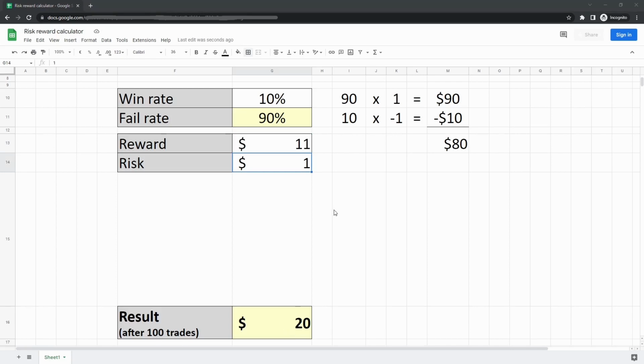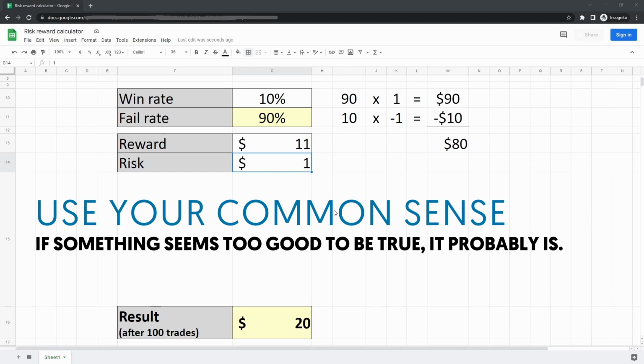Guys, I still have a bonus tip that I want to give to you that you can implement in your trading strategy right away. But before that, we still have point number 3, and that is your common sense. Use your common sense to analyze everything. If something looks too good to be true, it's because probably it is too good to be true.